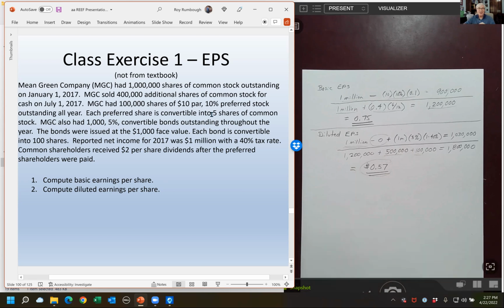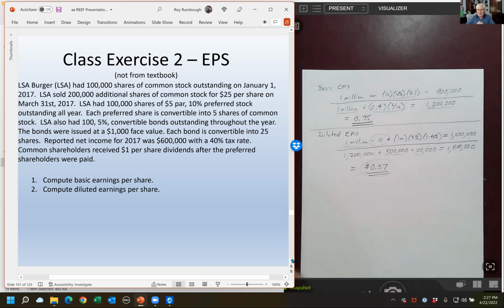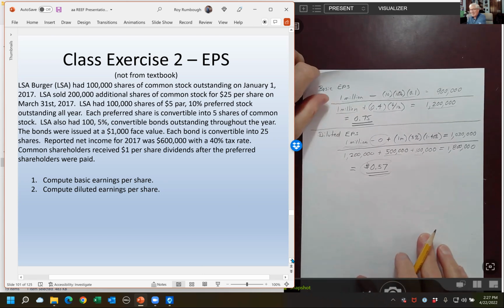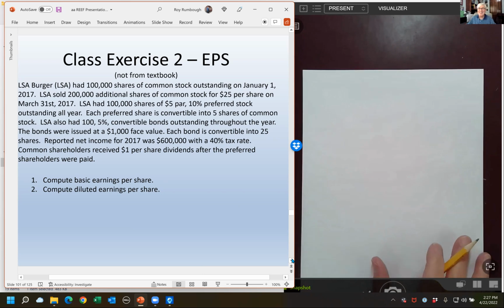Okay, there you go. I think this is easy. I always think this is easy, but my students surprised me. And so I decided to create a second problem. Let's go do everything we just did again.